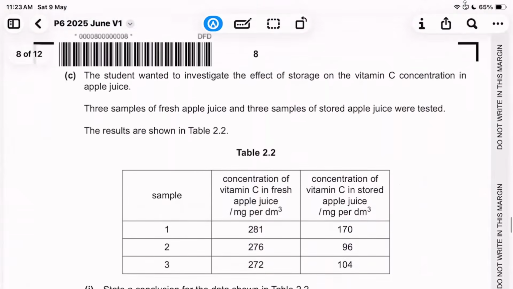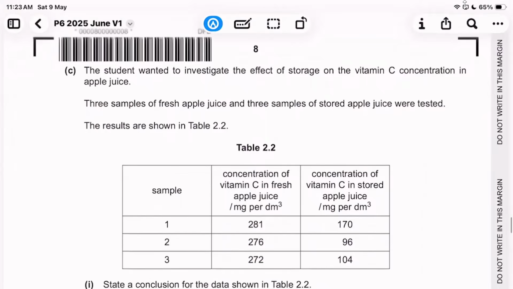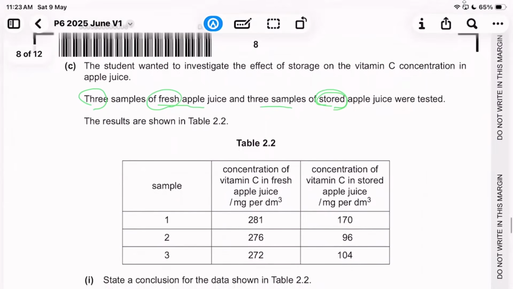Next question: the student wanted to investigate the effect of storage on vitamin C concentration in apple juice. 3 samples of fresh apple juice and 3 samples of stored apple juice were tested. So we have fresh and we have stored. The results are shown in the table. We have 3 different samples, 1, 2, and 3. This is the concentration of vitamin C in milligram per decimeter cube for the fresh one, and the other one is for the stored one.